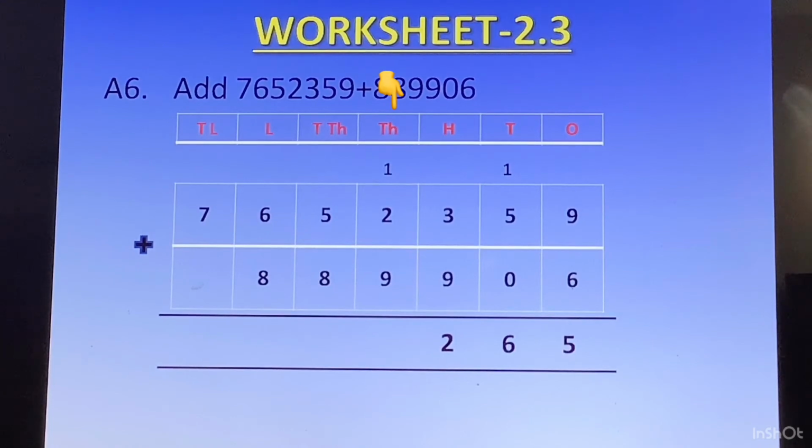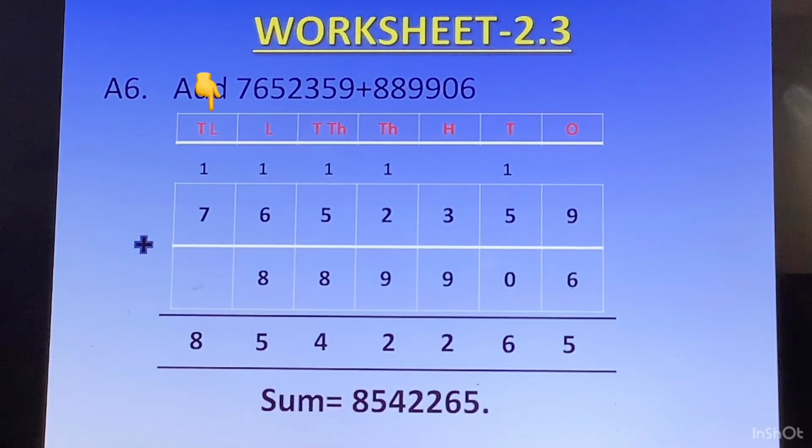Then 2 plus 9, 11. 11 plus 1 of the carry will be 12. 1 at the top of the 10,000 column and 2 at the bottom of the thousands column. 5 plus 8 is 13. 13 plus 1, 14. 1 at the top of the lakhs column and 4 at the bottom of the 10,000 column. Then 6 plus 8, 14. Plus 1, 15. 1 at the top of the 10 lakh column and 5 at the bottom. 7 plus 1, 8. Now this is the same number with which we had started, and that means our calculations are correct.